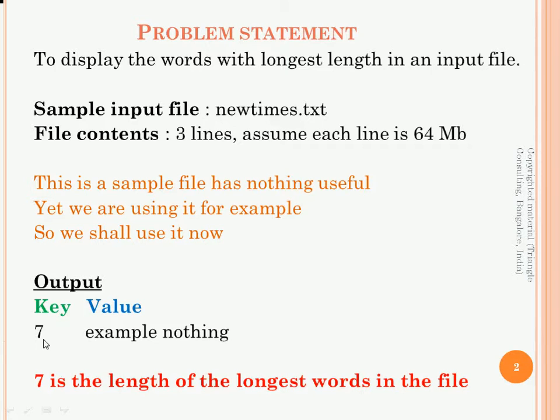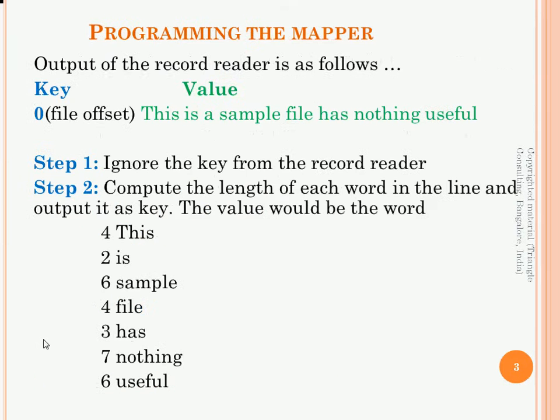So this is what our MapReduce program is supposed to do, or this is what we are going to solve using MapReduce. The only assumption we have to make here is that each line of the file is 64 MB. So let's see what happens. Anyway, each line of the file is 64 MB, so definitely it's going to be split into 3 different input splits, and each input split has just one line which is going to be processed by the record reader.